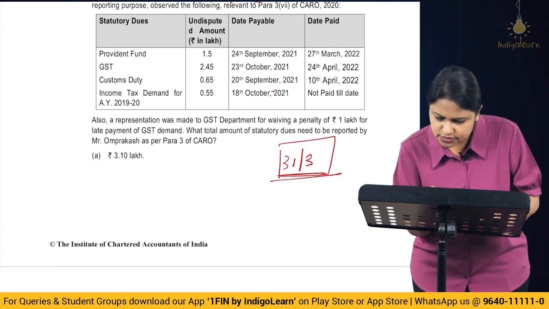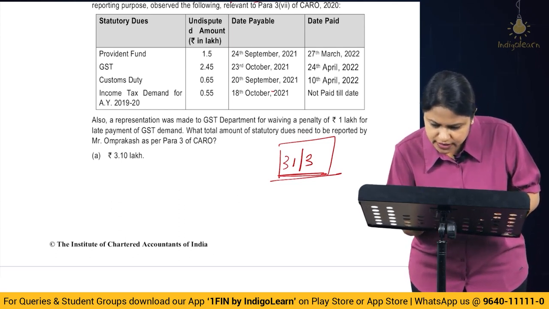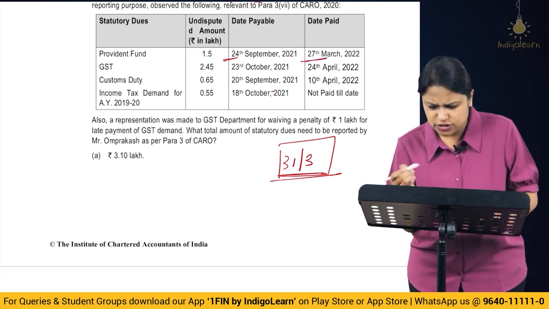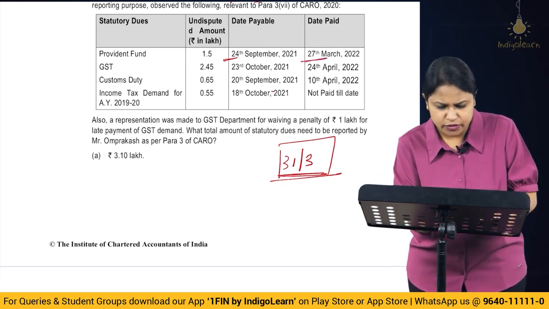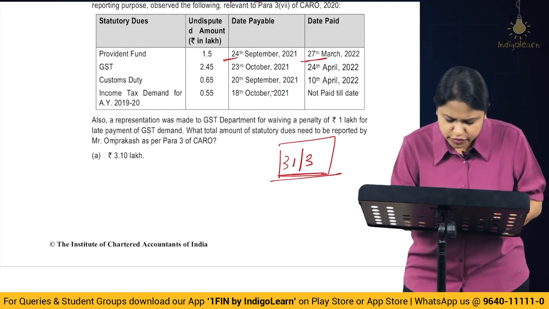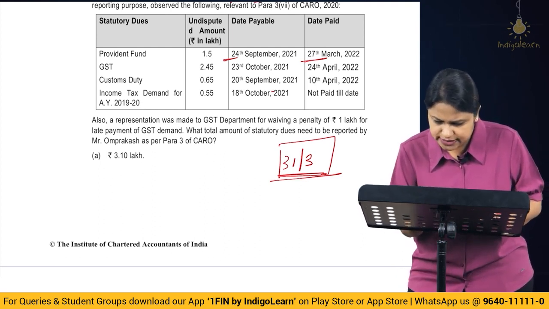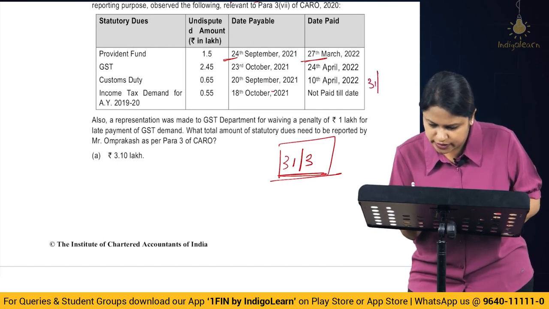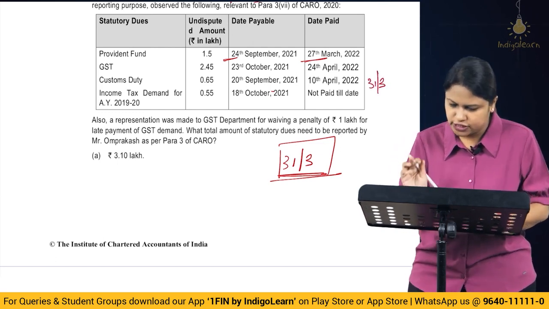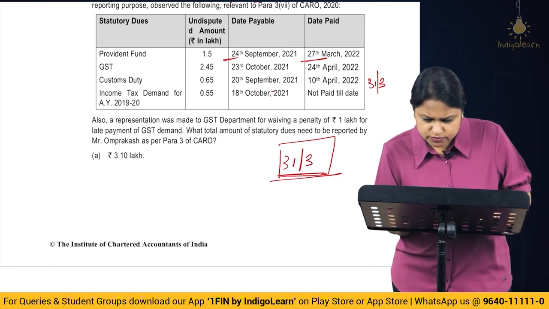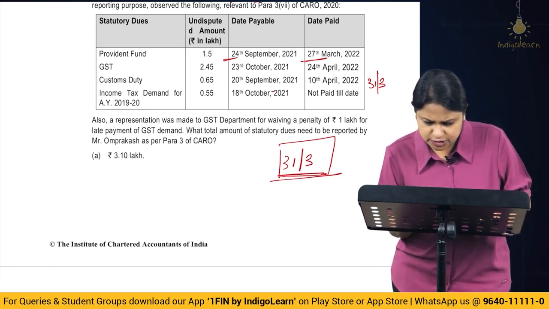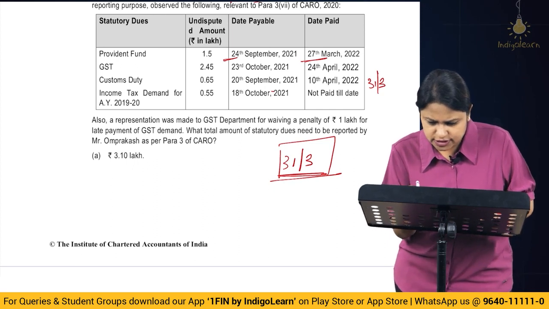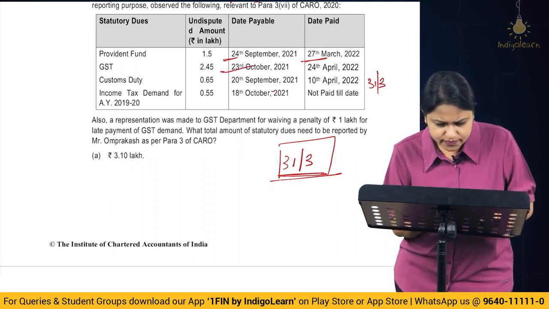So here let us talk about the first one: date payable 24th September, already paid 27th March, so on 31st March not outstanding, so no reporting will happen. When you talk about GST, 23rd October is the date payable. It is still outstanding as on 31st of March, because it is paid on 24th April. But it is not outstanding for more than 6 months. It is less than 6 months, so reporting is not required.